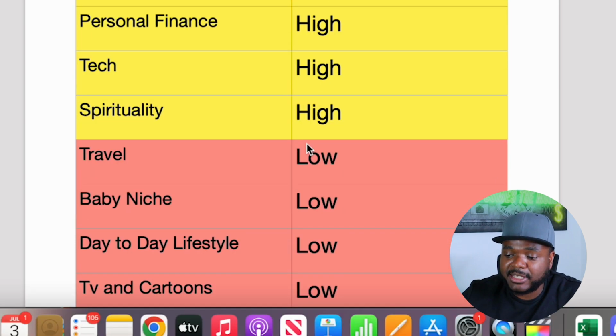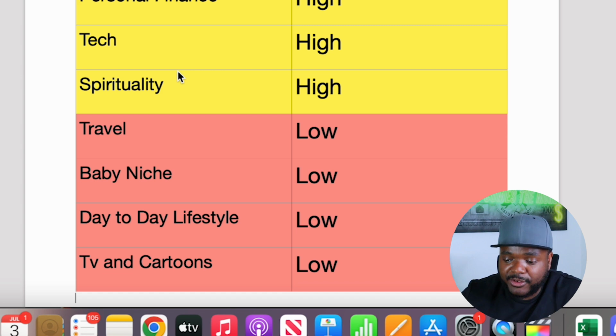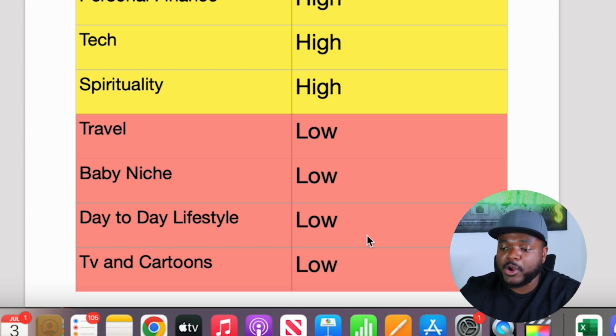However, if we look at some of the low ones, for example, travel videos, maybe baby videos, day-to-day lifestyle, TV and cartoon reactions, there's not really going to be that much money within these types of videos. And the reason why it works this way is because there's going to be various different products that companies are going to be promoting when it comes to the ads that are going to be on your videos.